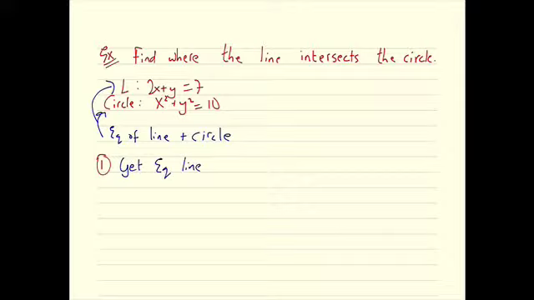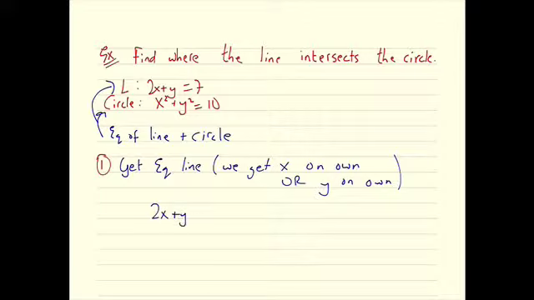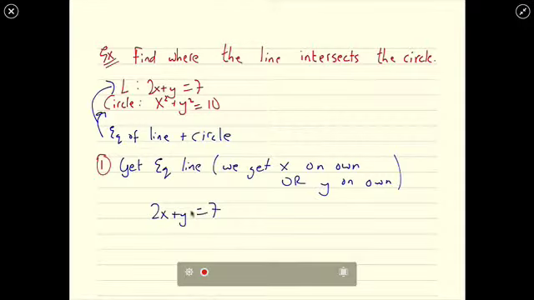So get the equation of the line. Can you remember what we do, Emily? We get x on its own or y on its own. So the equation of the line is what here? It's 2x plus y equals 7. Which one is it easier here, Reese, do you think, to get x? Would you agree that this is the equation of the line?